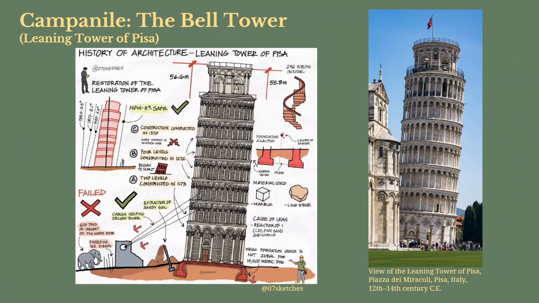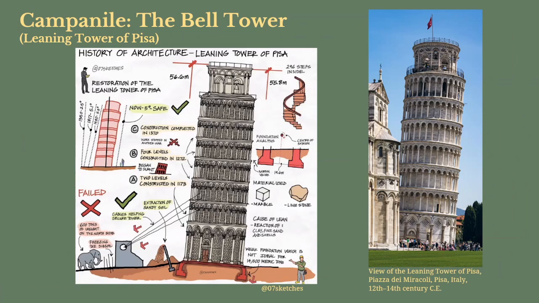In 1999, engineers began carefully removing the soil from the north side to stabilize it, successfully reducing the tilt by about an inch. This effort has ensured stability for at least another 300 years, allowing tourists once again to climb the tower. The tower is also famous for Galileo's legendary experiments on gravity, where he is said to have dropped objects from this height to test his theories.